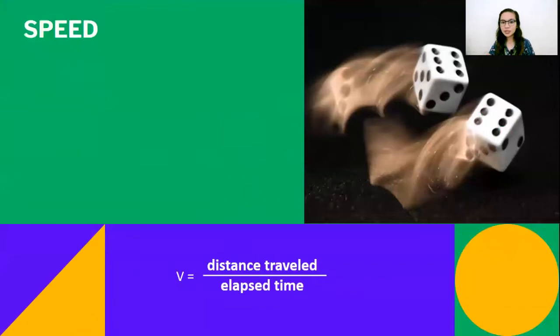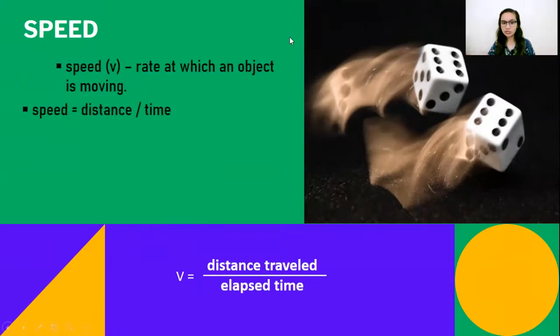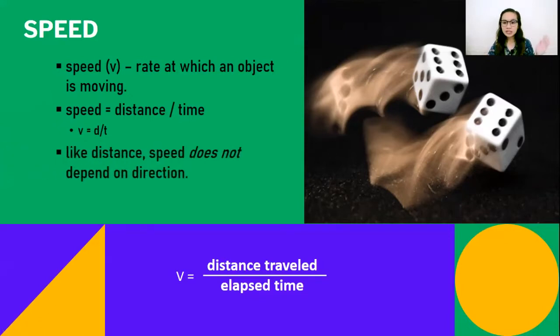Okay, so to start with, we define speed with the following formula, that's v equal to distance traveled over elapsed time. So basically, your speed is the rate at which an object is moving. It's given with the formula v equal to d over t, where d is your distance and t is your time. So speed is similar to distance. It does not depend on direction. Your speed is a scalar quantity which does not need a direction. Okay, so magnitude lang siya.